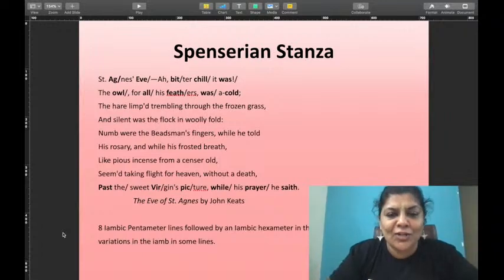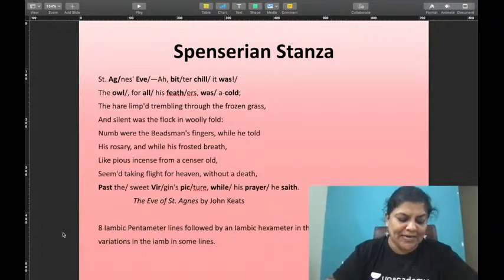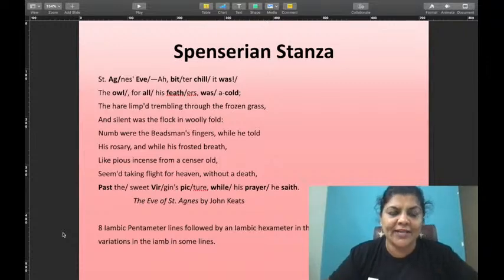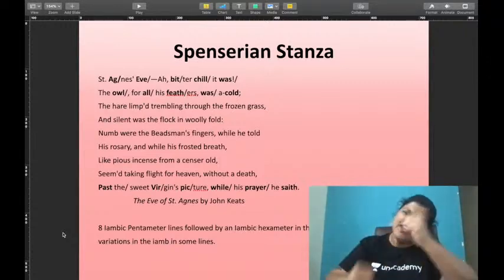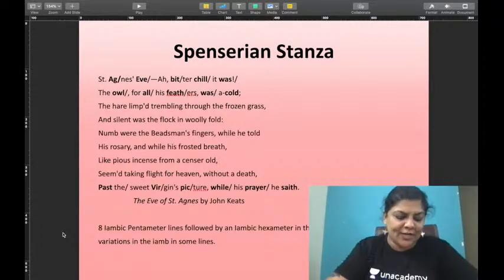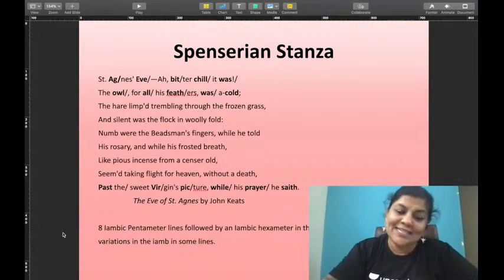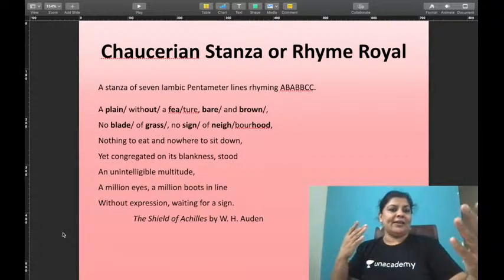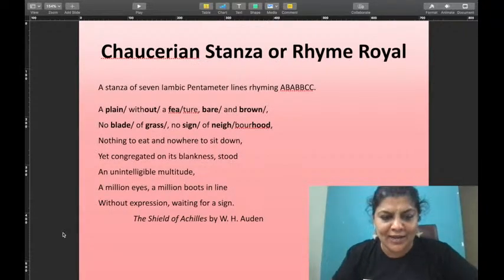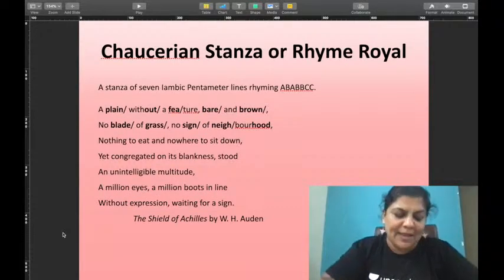At first, I also didn't understand. At first, it was completely confusing. Nothing I understood, how to see, sing, how to read. But keep on doing it. Keep on doing it. Then you will become wonderful at it. Did you understand? Chaucerian stanza or rhyme royal means 7 lines of iambic pentameter.